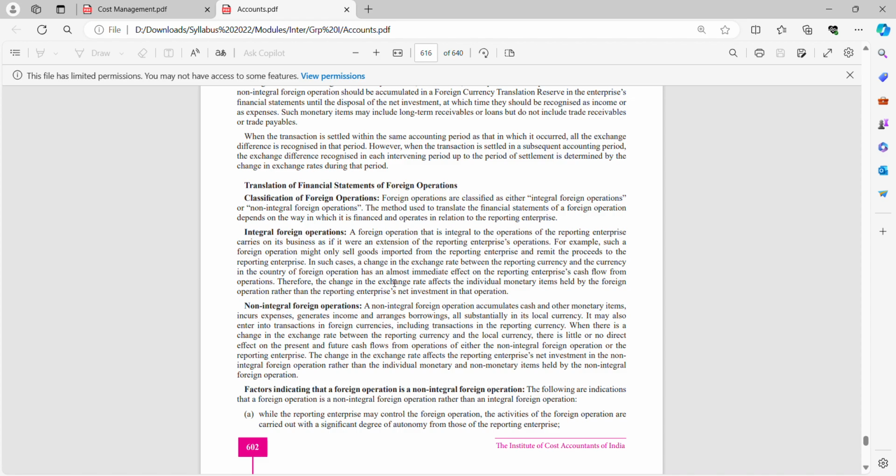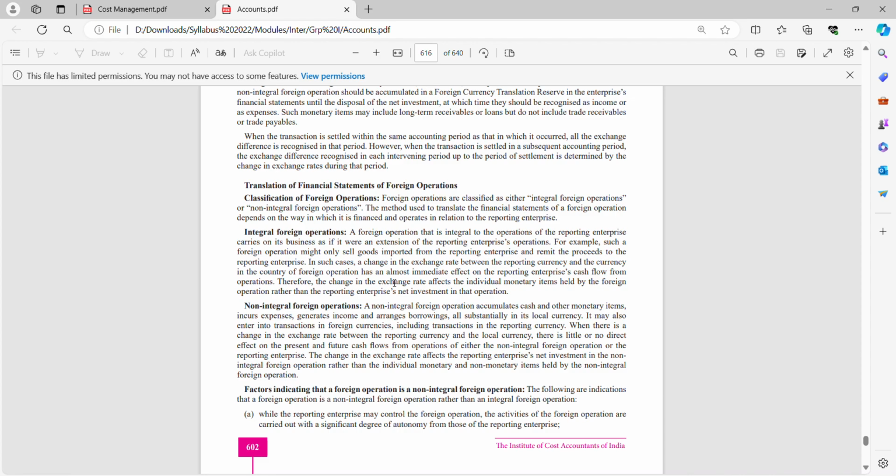So what you are required to do is classify your foreign operations and translate them into India, not only Indian, but into reporting currency. So classification of foreign operations. Foreign operations are classified as either integral foreign operations or non-integral foreign operations. Okay, integral or non-integral. The method used to translate financial statements of a foreign operation depends on the way in which it is financed and operates in relation to the reporting enterprise.